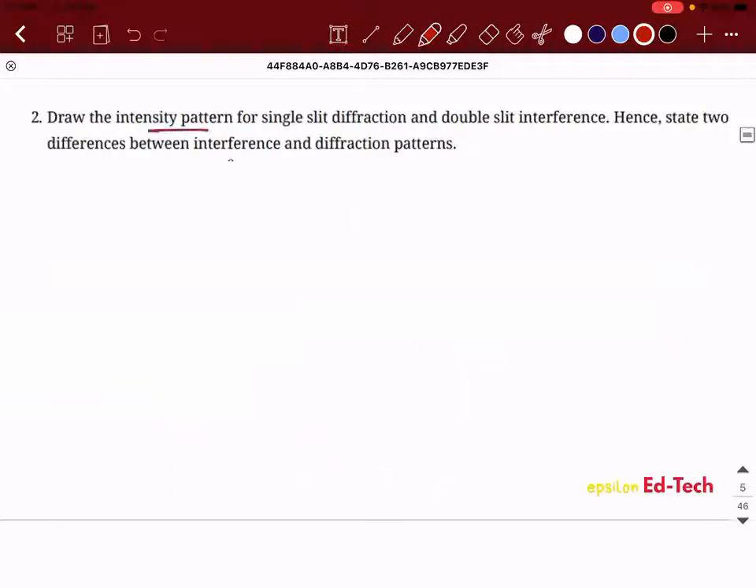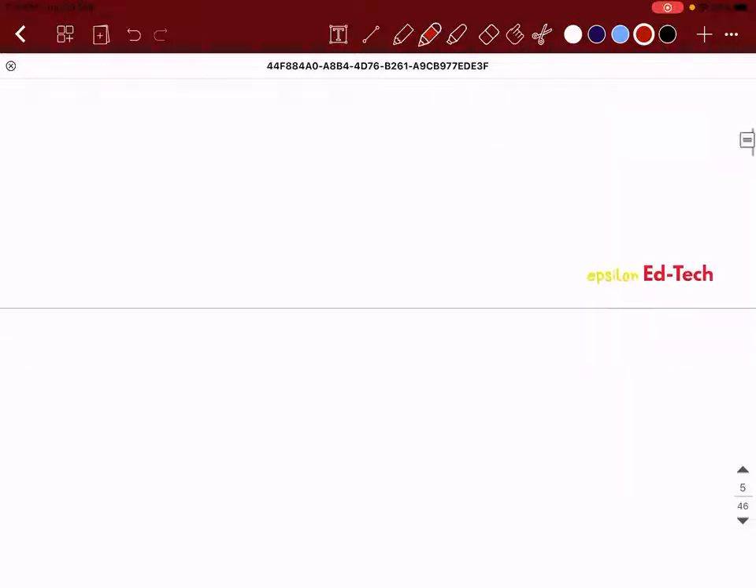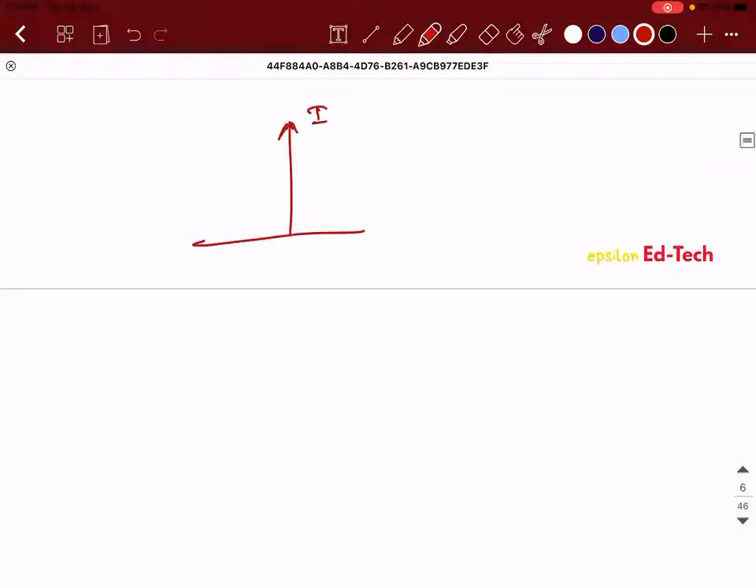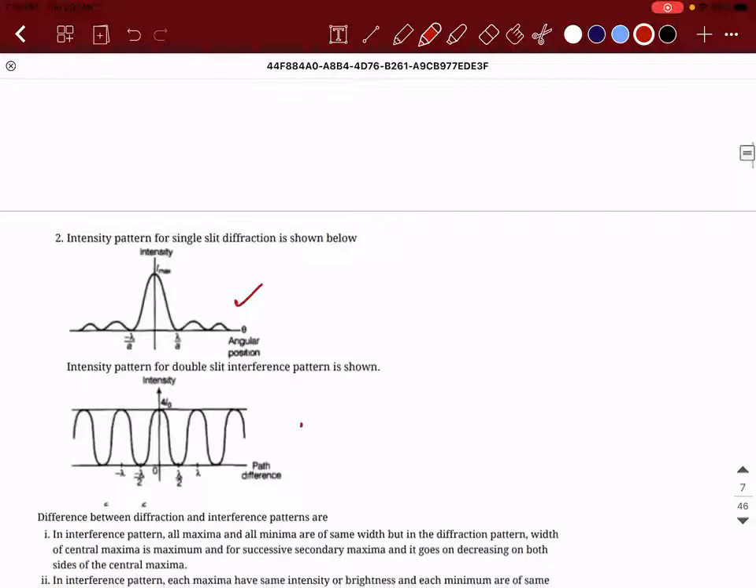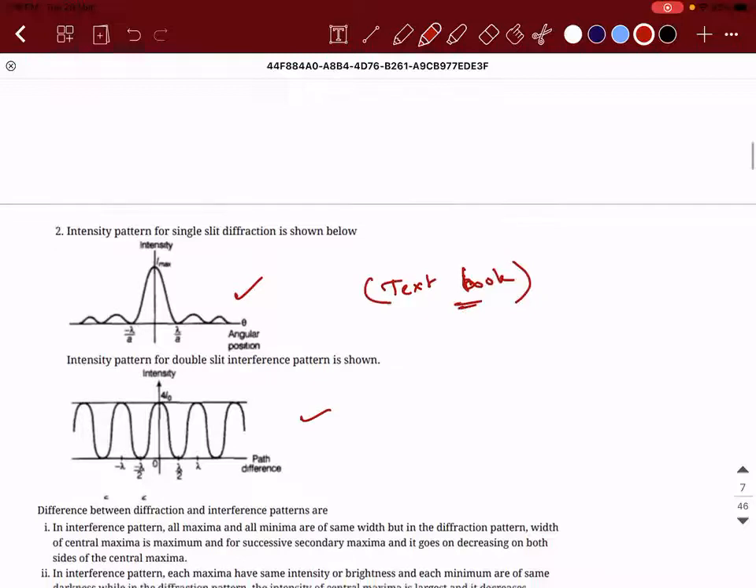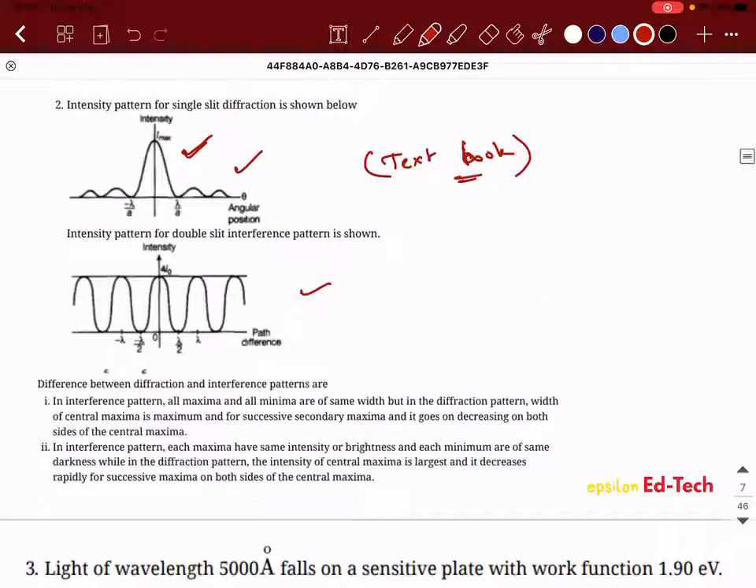Draw the intensity pattern for single slit diffraction and double slit interference and state the difference between the interference and the diffraction patterns. When you talk about the intensity varying with respect to distance, you will get graphs like this. This is how the graph will be; it is there as a part of the textbook also. So this is the graph for diffraction, and this is the graph for interference, or double slit interference, whatever you call it. So what happens in both the cases?